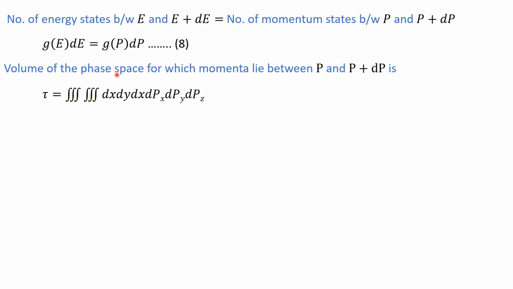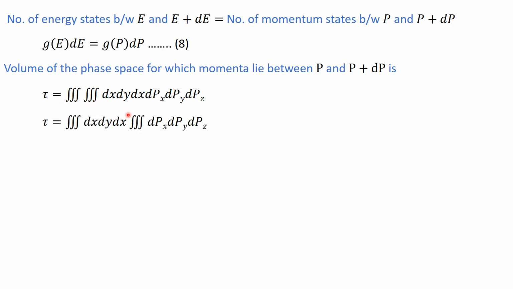Now, the volume of the phase space. The phase space is actually a 6-dimensional space where we have three variables for the space coordinates and three variables for the momentum coordinates. So the volume of the phase space for which the momenta lie between p and p plus dp is given by tau is equal to this relation. Here we have 6 variables, 3 for the space coordinates and 3 for the momentum coordinates. That is why we have 6 integral signs.